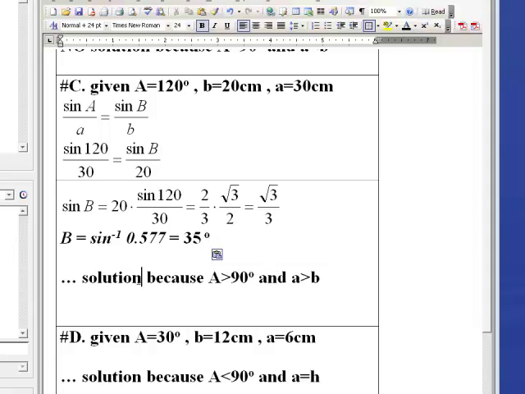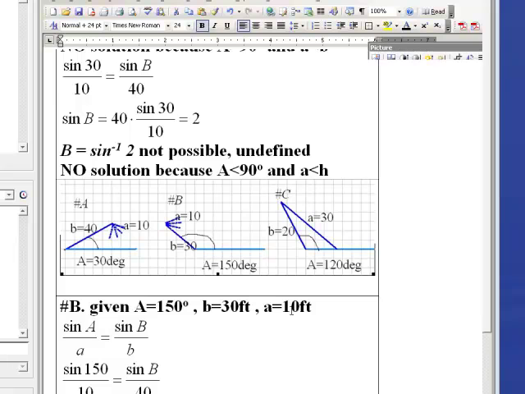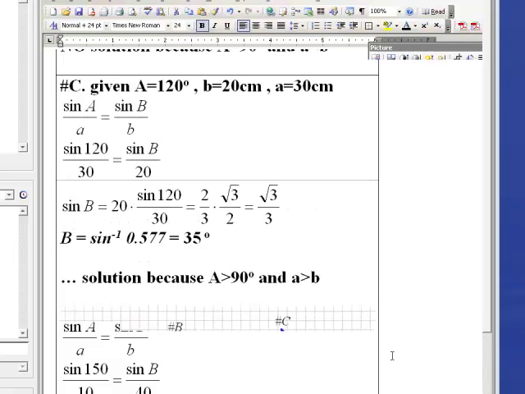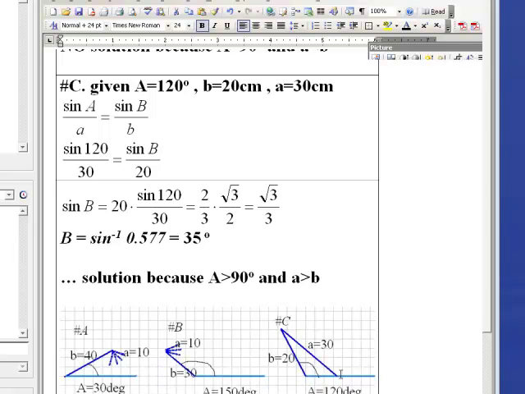In this case we have the first angle is obtuse, and we again can see that from the drawing. I think my drawing is way up there, so I'm going to pull it down here temporarily. There it is. So here we have a large angle, 120 degrees. We have a side B equal to 20, and we have a side A that is actually longer than the side B, and therefore it will reach the baseline side C. So therefore it should work out. In fact, that angle B comes out to 35 degrees. In this case, we have one solution.